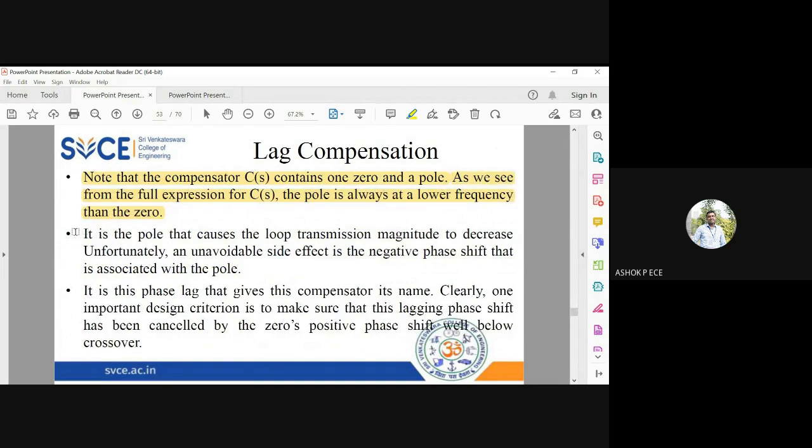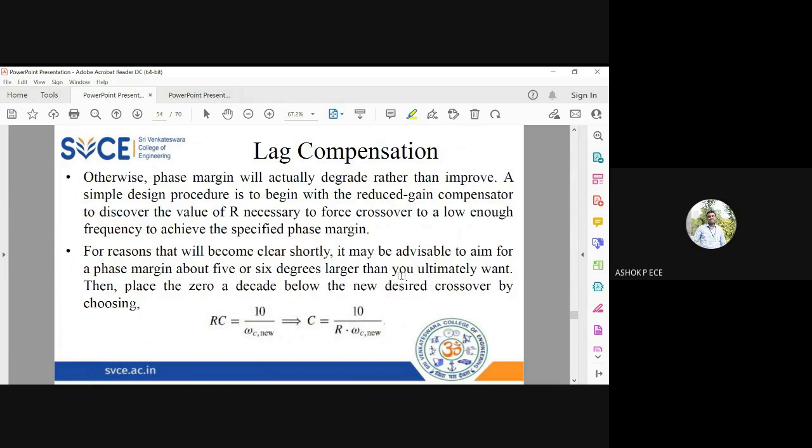It is this pole which causes the magnitude to decrease. And now, unfortunately, the side effect is going to be negative phase shift. When you have negative phase shift, the stability is going to be a big question mark. Okay, as the name indicates, phase lag. That is, the phase margin being negative is going to be the phase lag. And we have to make sure that the lagging phase shift is cancelled by the zero, so that the stability is going to be unaffected. So obviously the phase margin will rather degrade than improve.